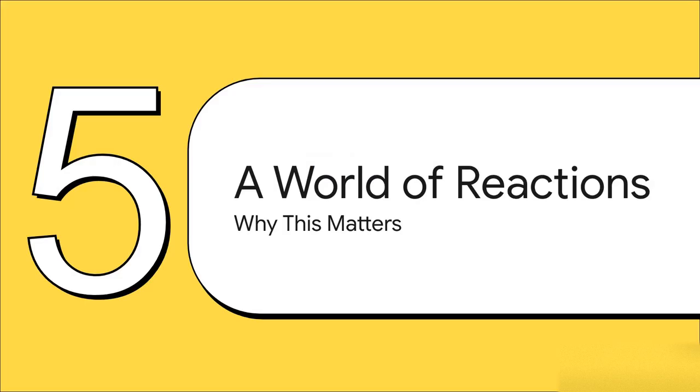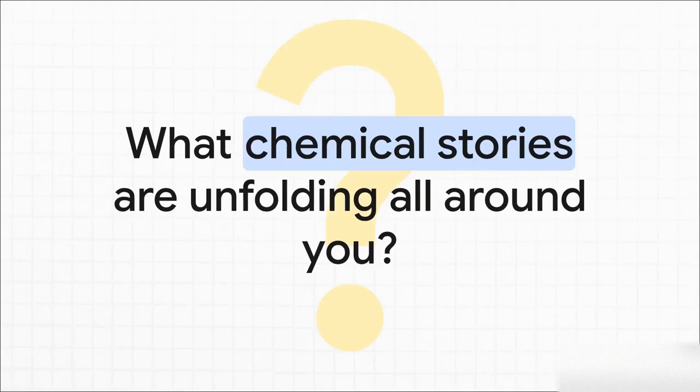So we've learned the alphabet, the grammar, and the main story genres. We're starting to get pretty fluent in the language of chemistry. But why does any of this actually matter outside of a lab? It matters because this language describes everything.